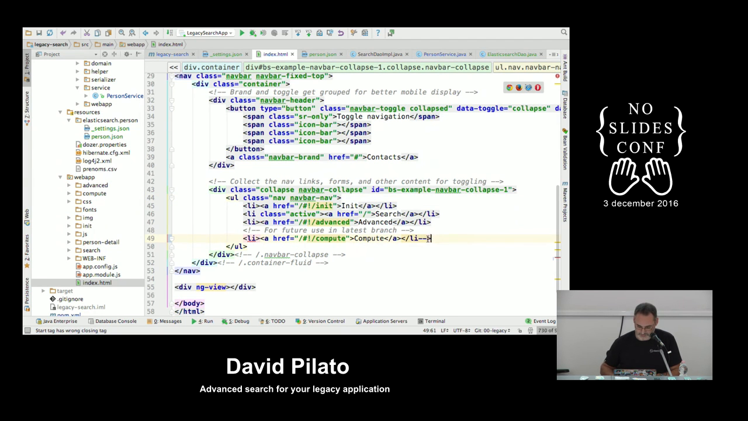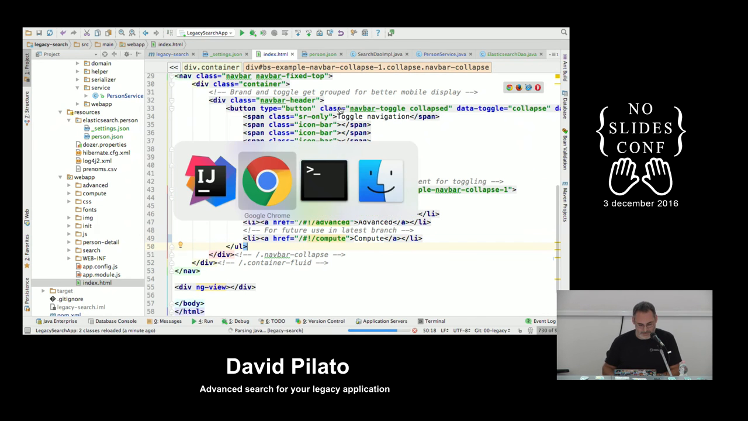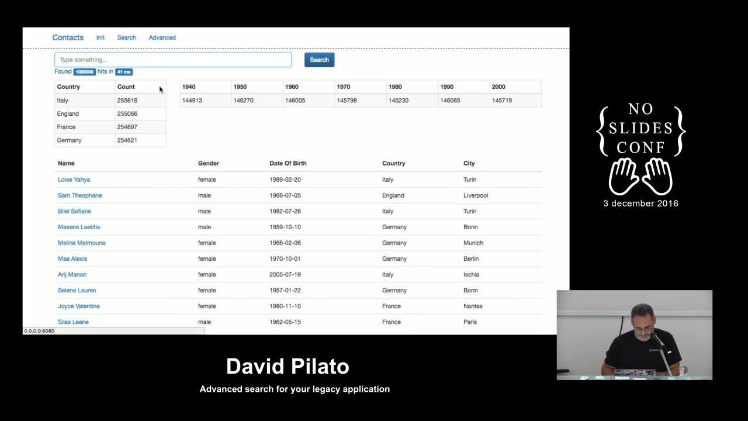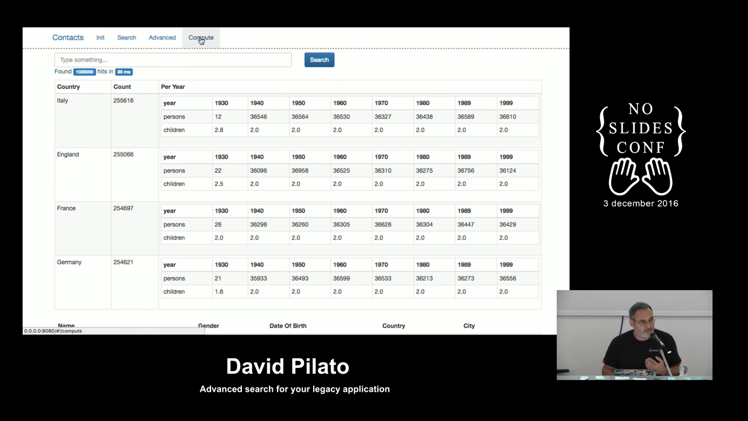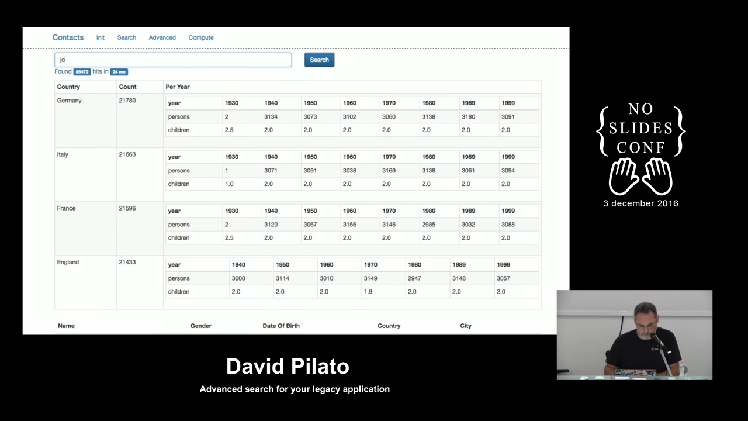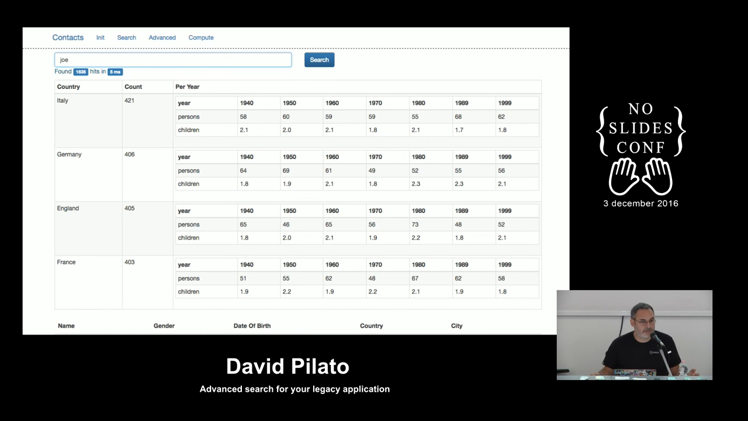Two minutes. Cool. A lot of time. Let's compile that. Okay. Let's refresh this page. So now I have this compute button, so I can see the effect. Right. So I have my distribution of people broken per country, then per around 10 years, and then the number of children for this bucket, average. And same, Joe. Okay. I have all that in real time, it's live.